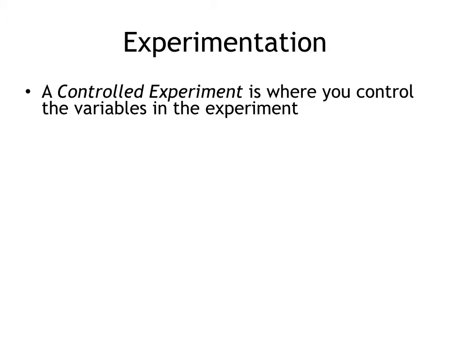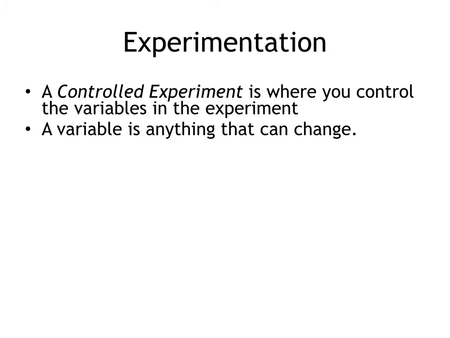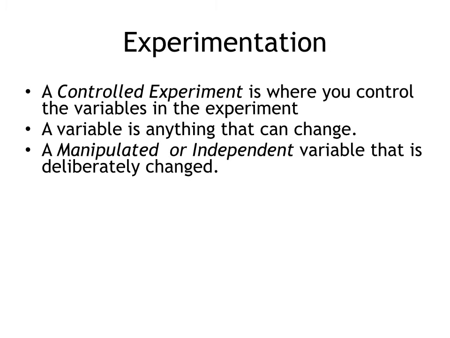Now, when we look at experimentation, a controlled experiment is where you control all the variables in the experiment. This is going to be something that you're going to perform in a lab. A lab experiment is where you're going to want to run it in a controlled situation. All right? Now, a variable is anything that can change. So anything that we can alter in the experiment is going to be a variable.